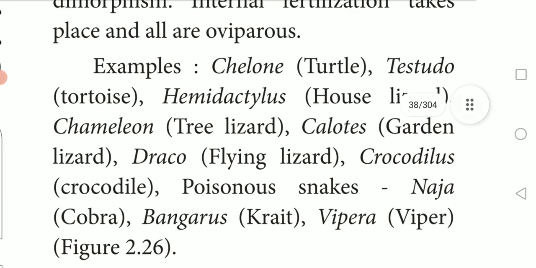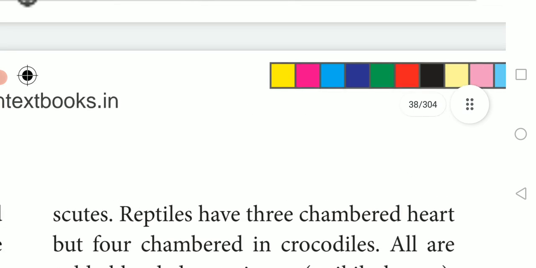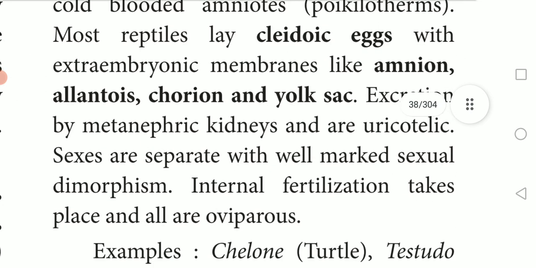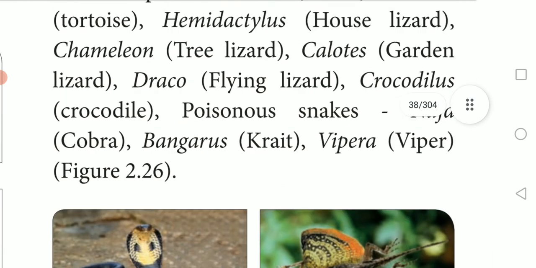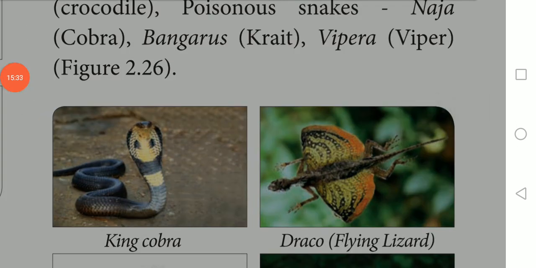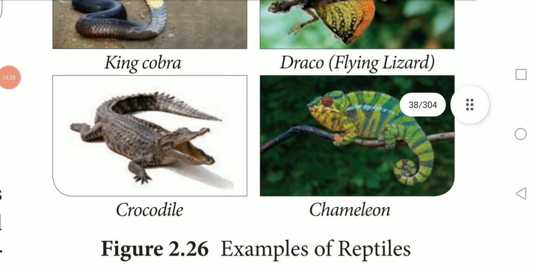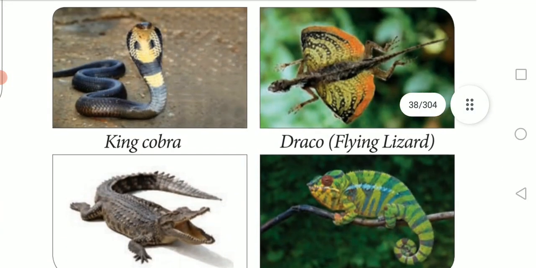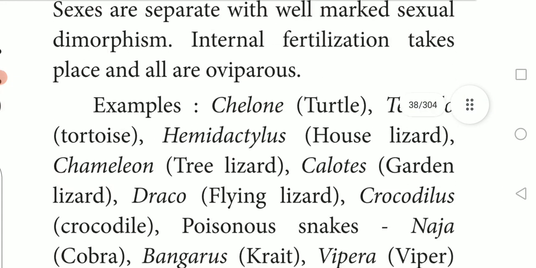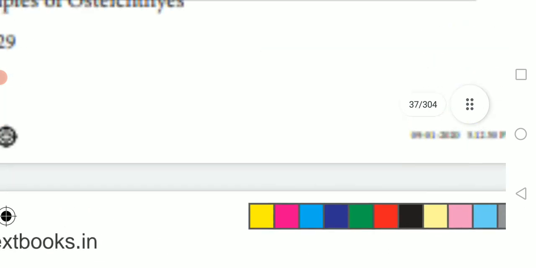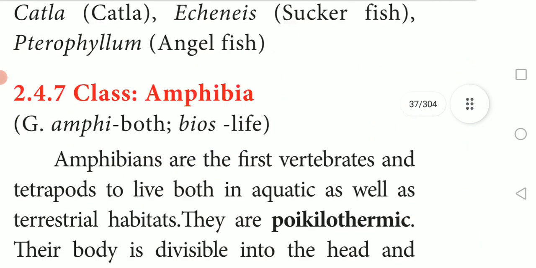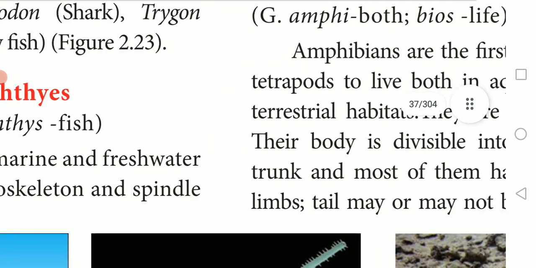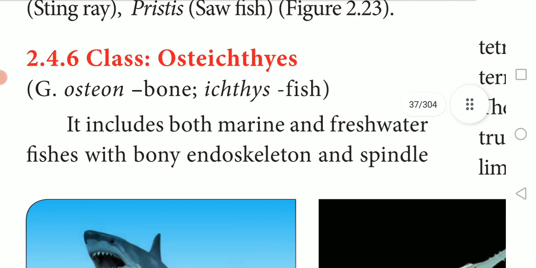Examples: turtle, tortoise, garden lizards, tree lizards, chameleon, flying lizards, crocodile. Then poisonous snakes: cobra, krait, and viper. These are the examples of reptiles, you can go through them. These are the pictures they have given: king cobra, flying lizards, all these things, you can go through them.